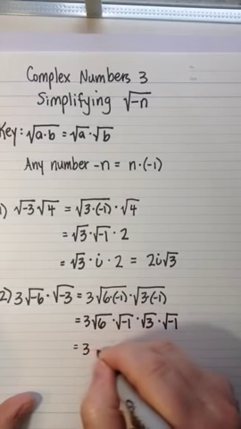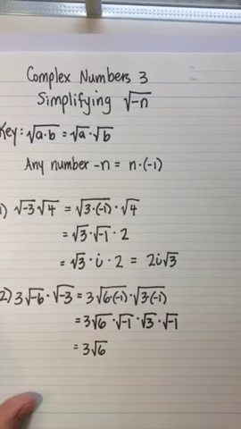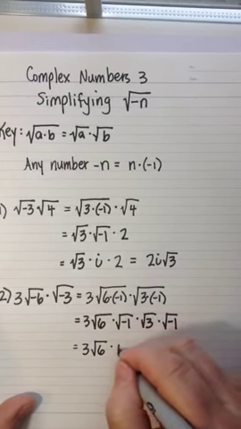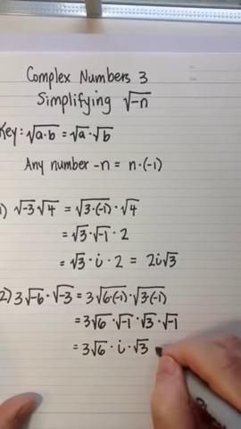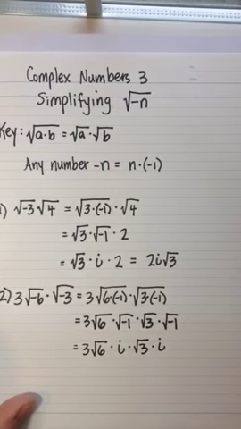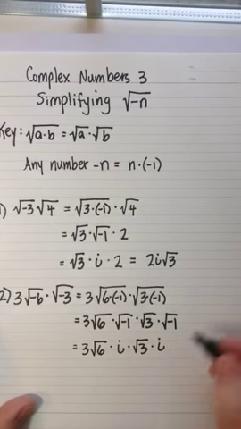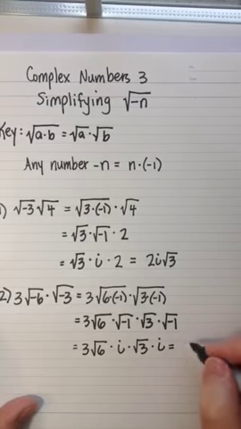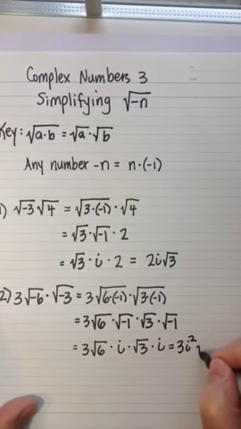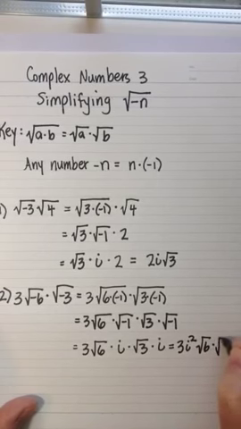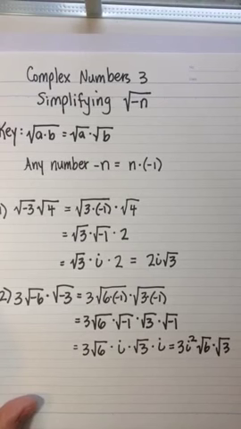We still have the 3 times the square root of 6. The square root of minus 1 is i. The square root of 3 stays, and we have another i here. So we end up with 3 i squared times the square root of 6 times the square root of 3. Now you have reached a solution, but you're not at the most simplified version of that solution.